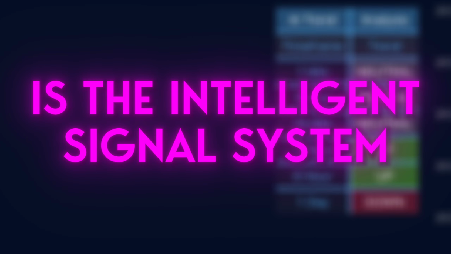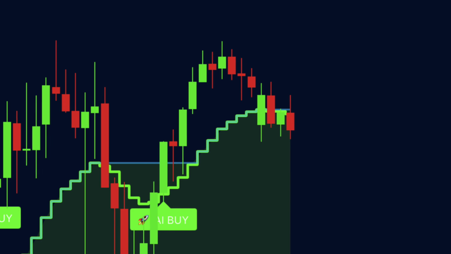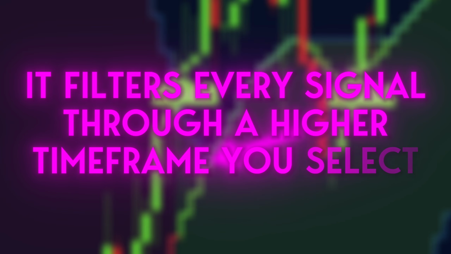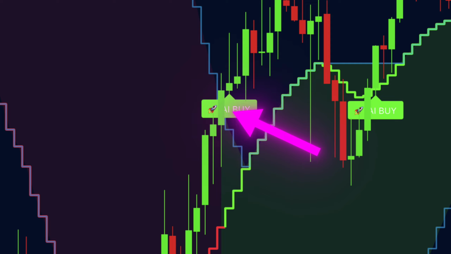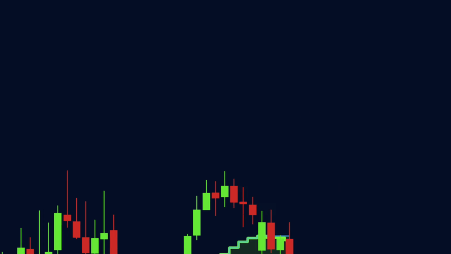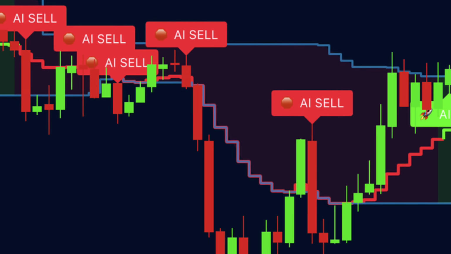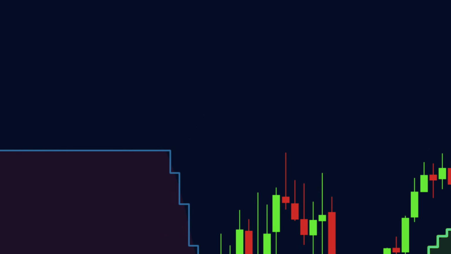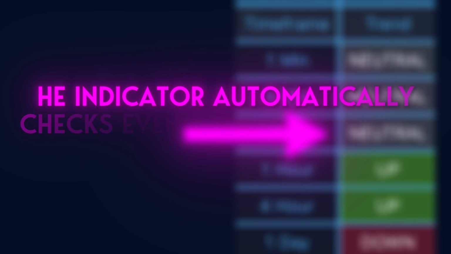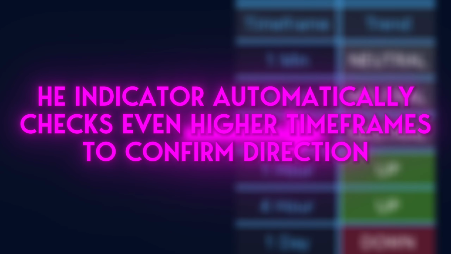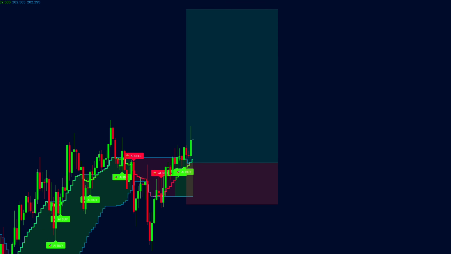Third is the intelligent signal system. The indicator doesn't fire signals just because price crosses the channel. No, it filters every signal through a higher time frame you select, which means a Swift Edge buy signal only appears when price crosses above the upper channel, and your selected higher time frame's trend also shows up, and a Swift Edge sell signal only appears when price crosses below the lower channel and the higher time frame shows down. If the selected higher time frame shows neutral, the indicator automatically checks even higher time frames to confirm direction. This multi-layered filtering eliminates the false signals that destroy most traders' accounts.